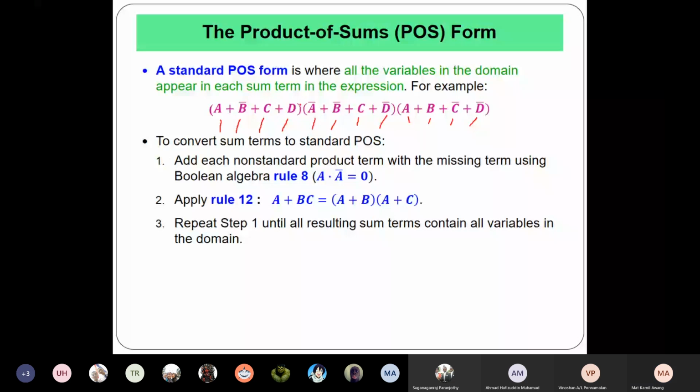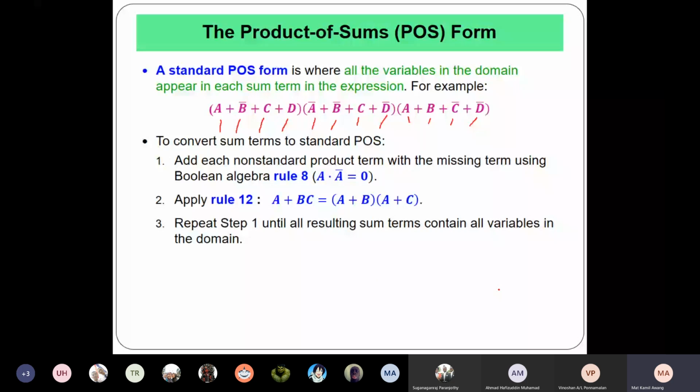Any POS form expression which is not standard, you can convert to become a standard POS by adding each non-standard sum term with a missing term using Boolean algebra rule 8. If SOP, you use rule 6; for the POS, you use rule 8, which is A dot A bar equal to 0. And then you apply rule 12: A plus BC is equal to A plus B times A plus C. And you repeat this step until all the terms contain all the variables in the domain.